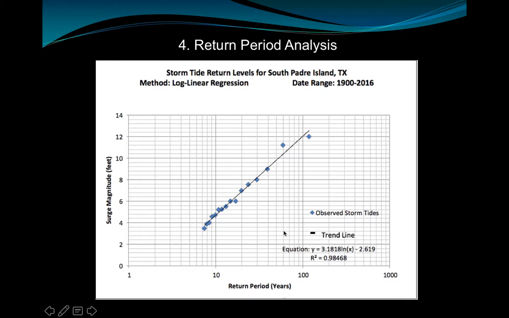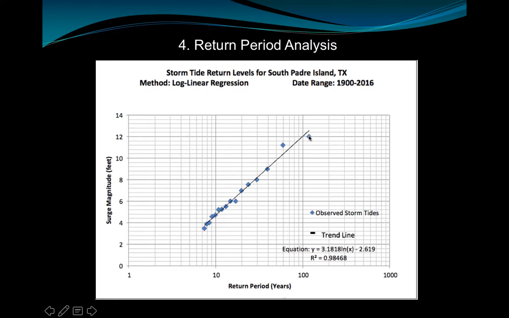But what we can do is take a comprehensive data set. So this is for South Padre Island. This is looking at the events there that we have in the record. The highest event was Hurricane Beulah. So we have 117 years of data here from 1900 to 2016. So Beulah was the highest magnitude event in 117 years. So we go here to about 117. We go up to 12 feet, which was the magnitude of Hurricane Beulah. And we plot this blue diamond here. This is an actual observation.